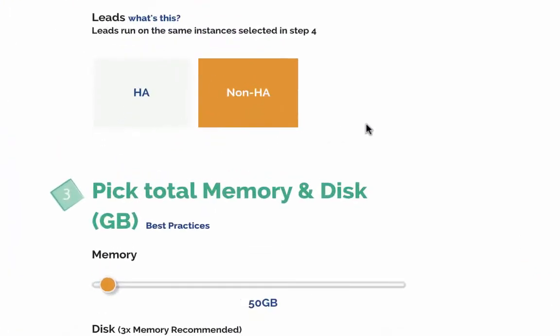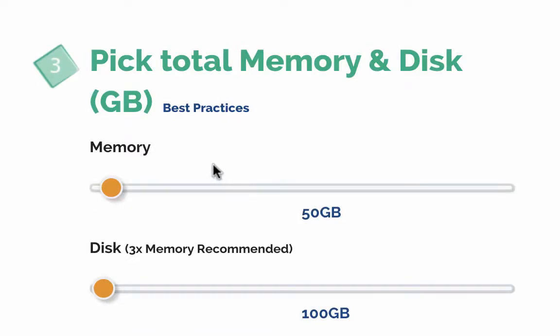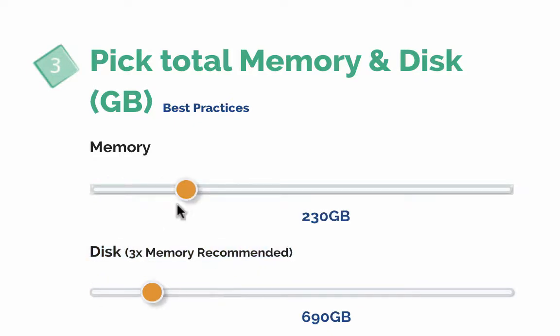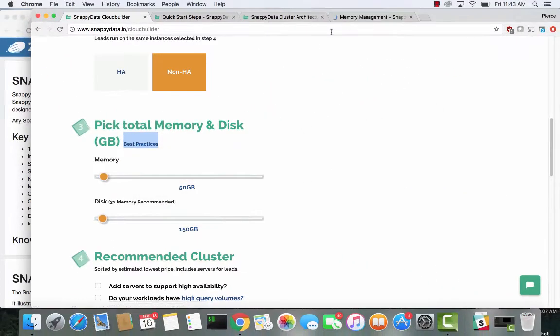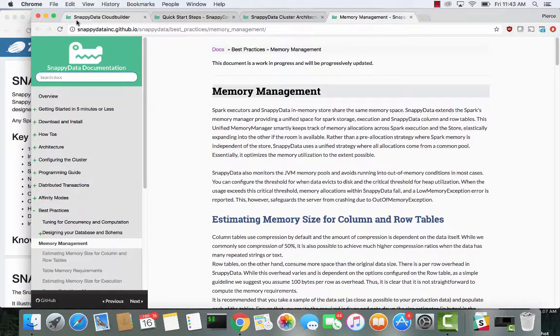The next option is to pick how much memory and disk you want for your entire cluster. You can just slide the slider here, and disk will automatically jump up to 3 times recommended, although you still can change it if you want to. I'm going to leave it back at the default, which I think is 50. To learn more on best practices for memory and disk, you just click this link and learn quite a bit more.